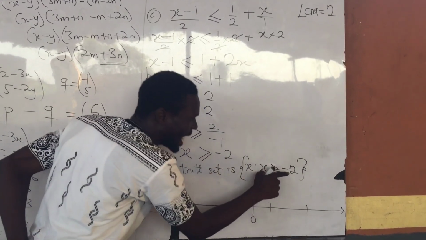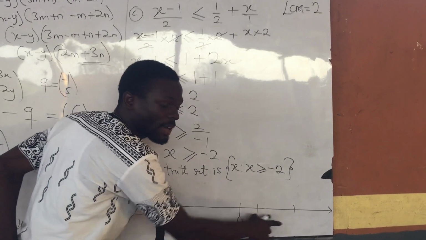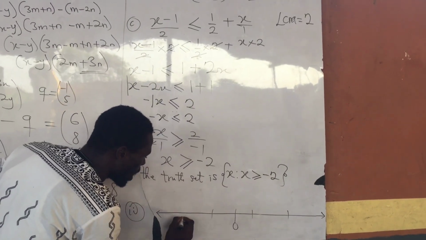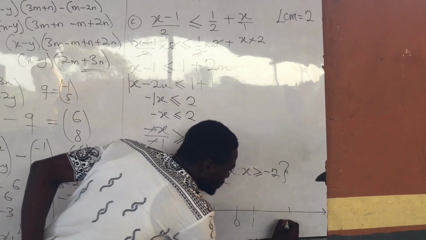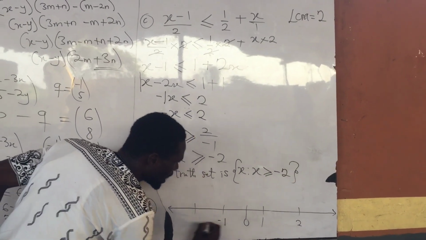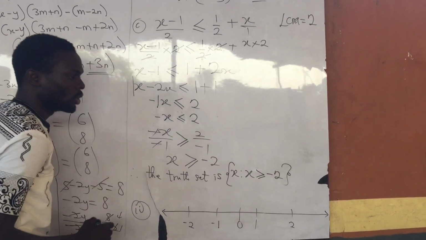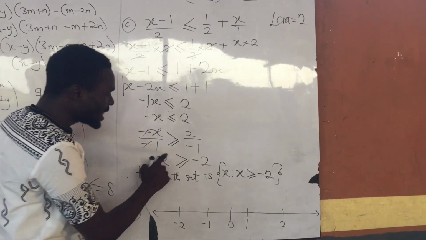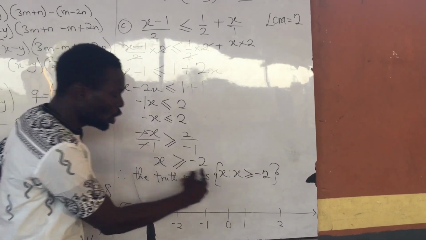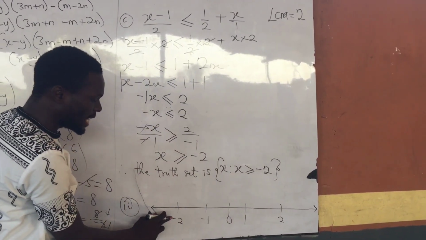Look at the number you have for x to get a value on the number line. Then we have 1, 2. So this is 1, this is 2. This is negative 1, this is negative 2. So what is x? X is greater than or equal to -2. So on the number line, locate -2.